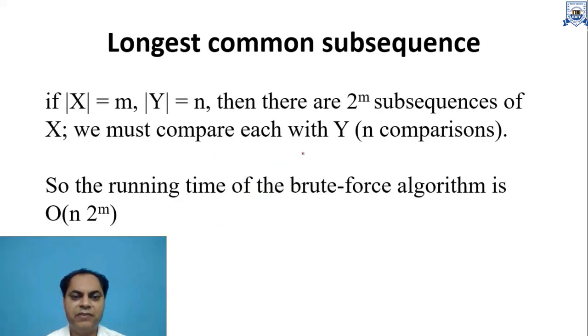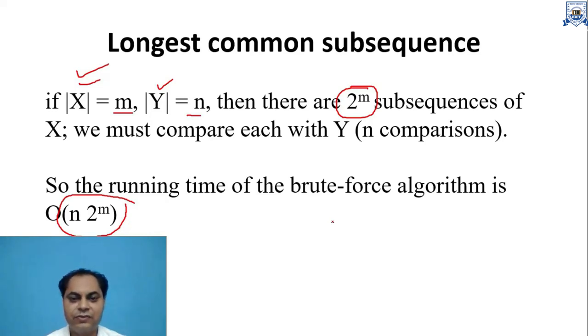Now, if we do brute force analysis of finding out the longest common subsequence, that would be very difficult and very time consuming, because if the length of sequence X is M and the length of sequence Y is N, then there are 2 power M total subsequences of X. And in order to find these subsequences in the Y sequence, we have to do N comparisons. So the total number of comparisons would be N into 2 power M. This is very time consuming. So here we will apply dynamic programming so that we can find the solution.